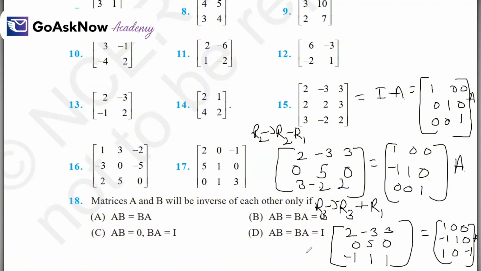Now what you can do in the next step, row 1 can be changed into what? Row 1 plus row 3. Okay, what you will get then? Here you will get 1. Here what you will get? Minus 2, 4, 0, 5, 0, minus 1, 1, 1. Okay.